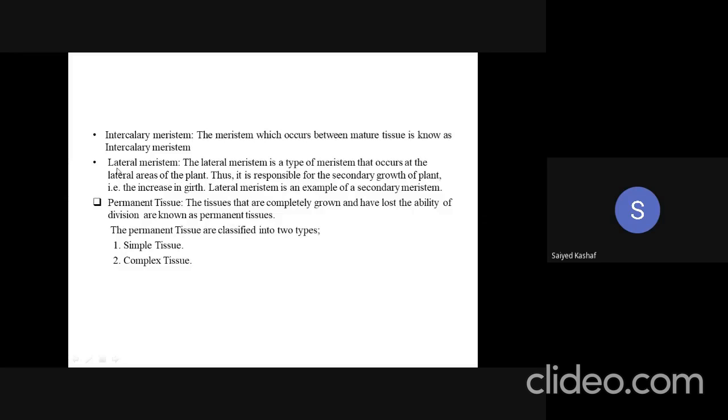And the third one is lateral meristem. The lateral meristem is a type of meristem that occurs at the lateral area of the plant, and thus it is responsible for the secondary growth of the plant, which means that it increases the girth, the diameter of the plant. And the lateral meristem is an example of secondary meristem.